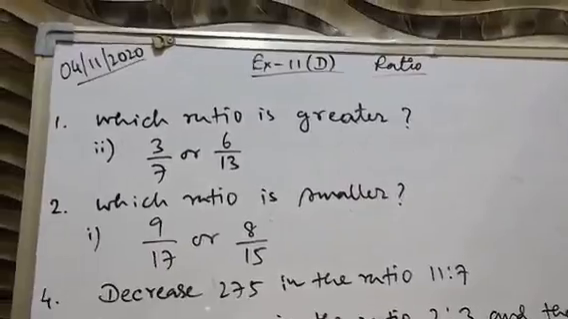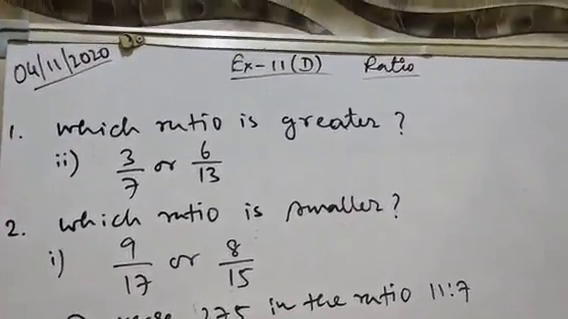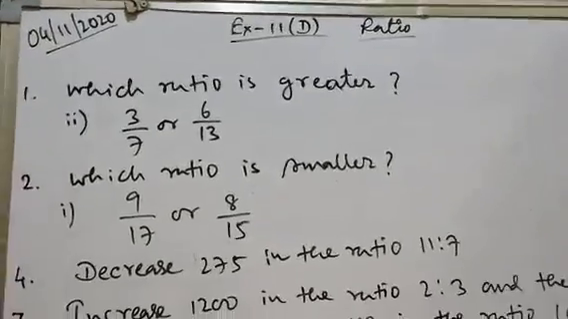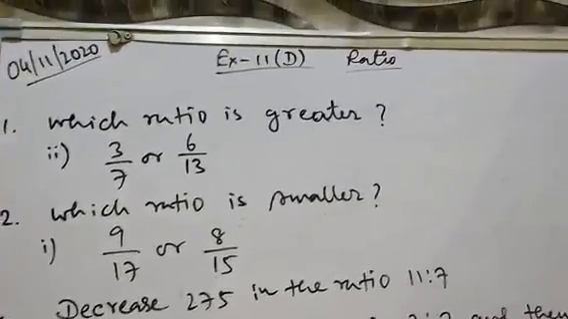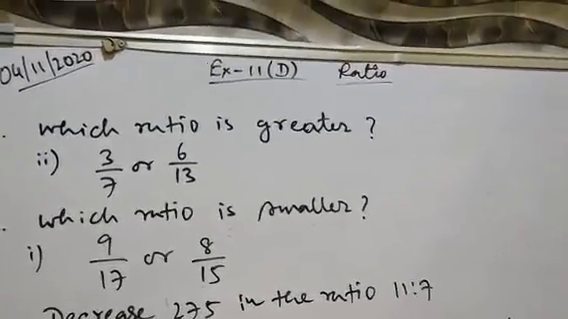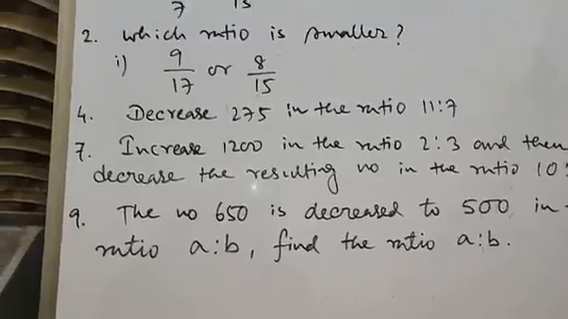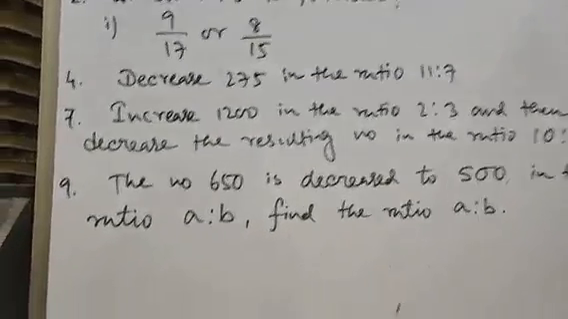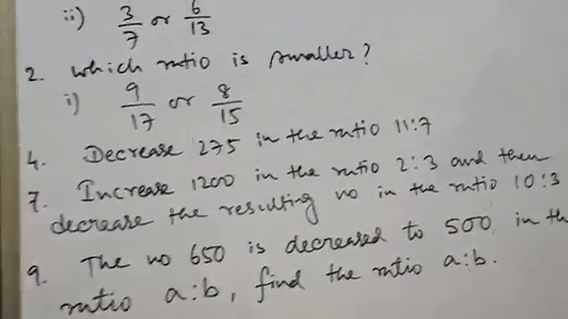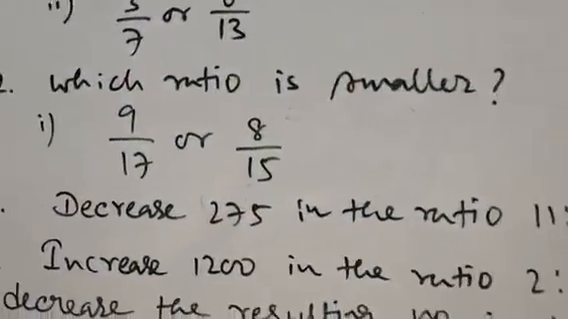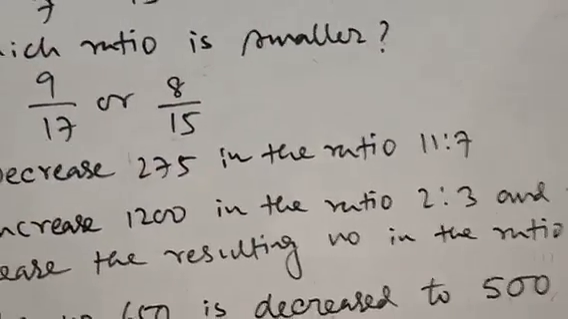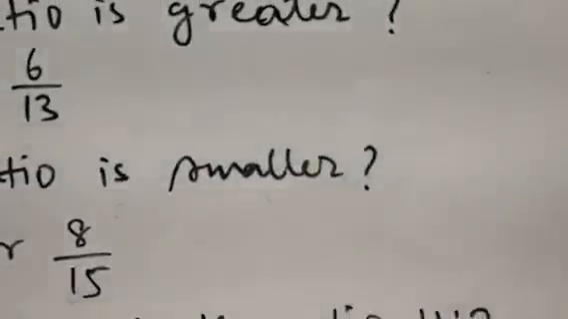Today it is time to solve the last worksheet, that is exercise 11D, and this is the last exercise of this ratio session. So in this session we have discussed some questions from your last exercise. Total 5 questions are there. So before beginning, let us understand some theory portion so that these questions will be easier to you.